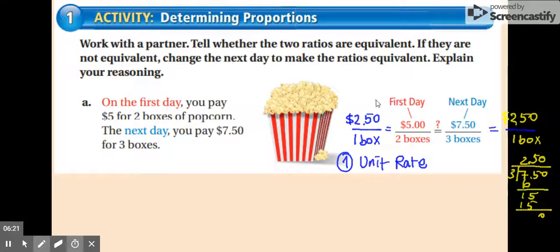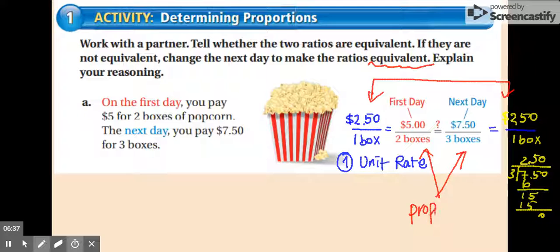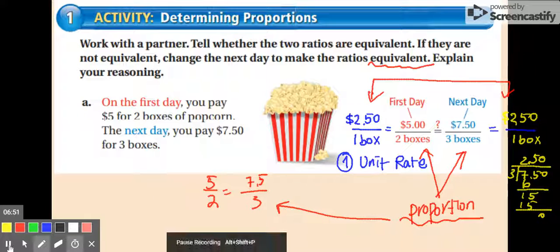So what do you think? Do you think this is fair? And do you think this makes equivalent ratios? We have two same ratios, which means this forms a proportion. This is a proportion, okay? So 5 to 2 and 7.5 to 3 makes a proportion. So you just tell if it's a proportion or not a proportion for this unit.